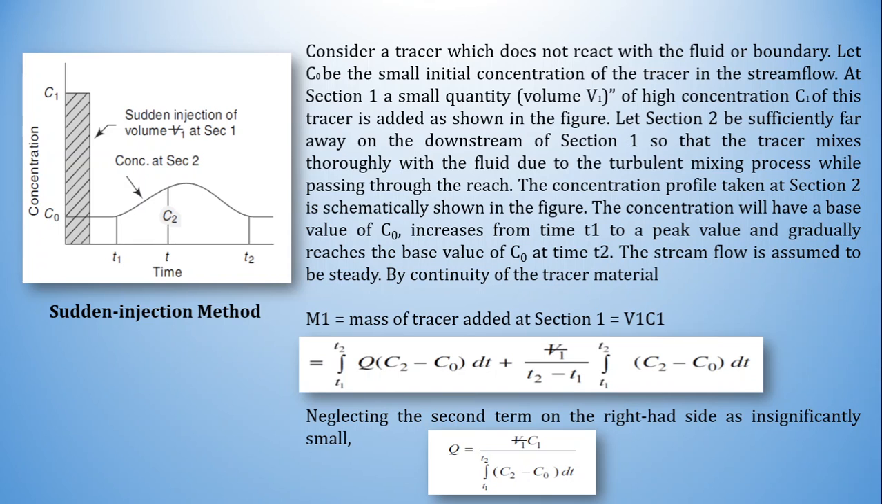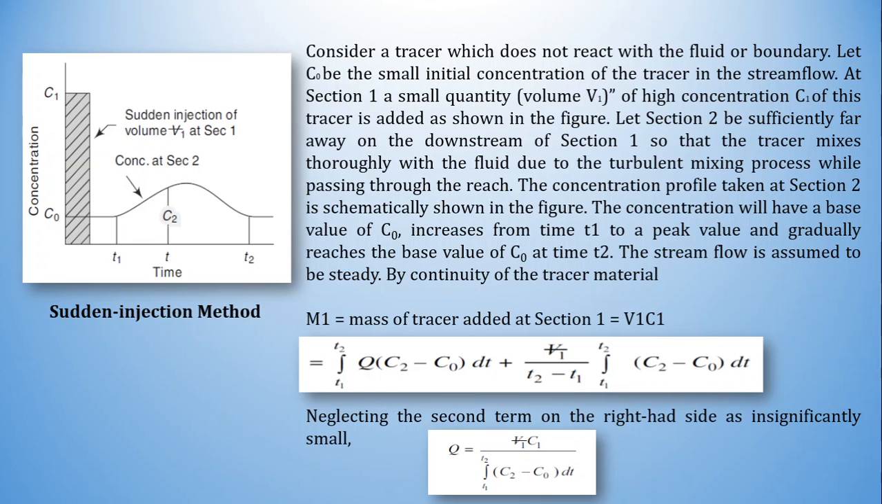In the figure, the concentration of tracer with respect to time is given for a sudden injection of volume V1 at section 1, and the concentrations at various sections, such as section 2, are shown for the sudden injection method. Here consider a tracer which does not react with the fluid or boundary. Let C0 be the small initial concentration of the tracer in the stream flow at section 1. A small quantity of volume V1 of high concentration C1 of this tracer is added as shown in the figure.